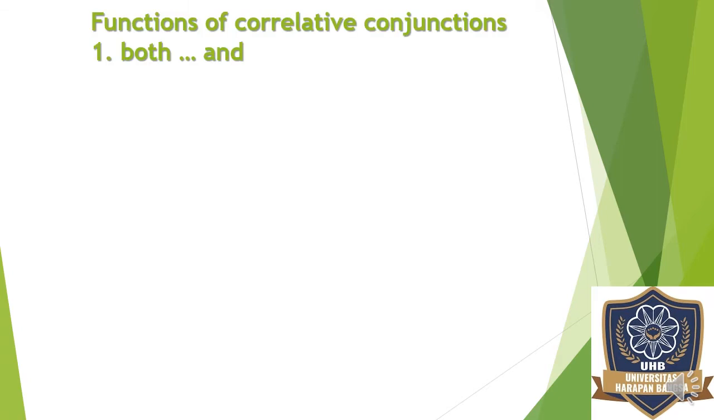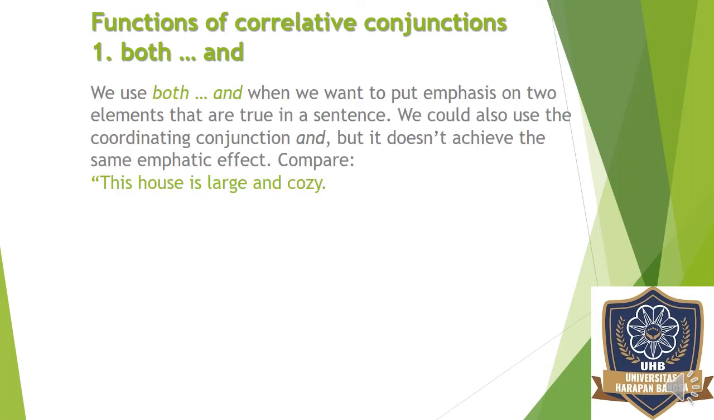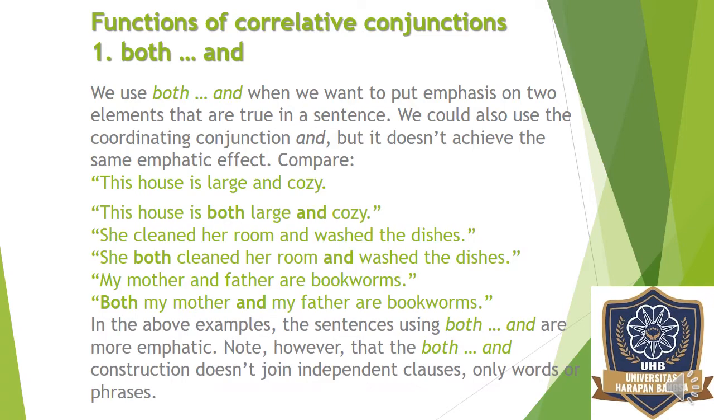Functions of correlative conjunctions. Number 1. Both and. We use both and when we want to put emphasis on two elements that are true in a sentence. We could also use the coordinating conjunction and, but it doesn't achieve the same emphatic effect. Compare. This house is large and cozy. This house is both large and cozy.